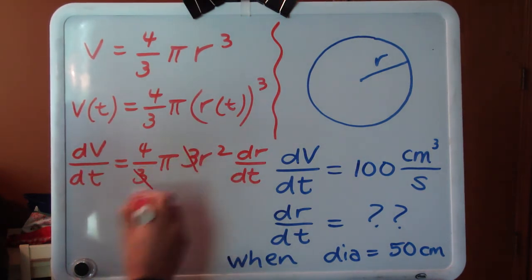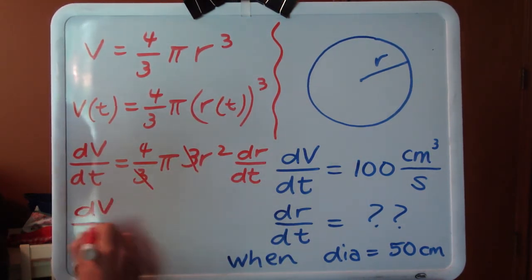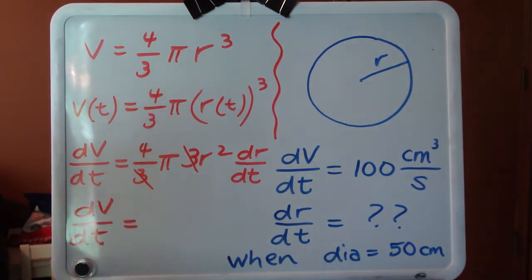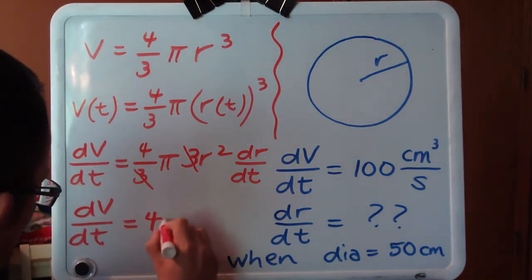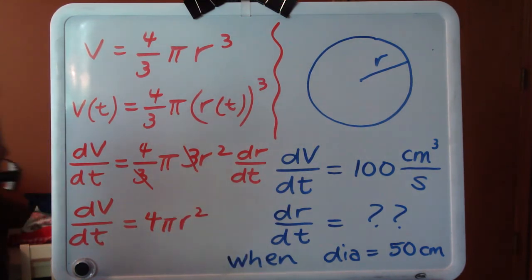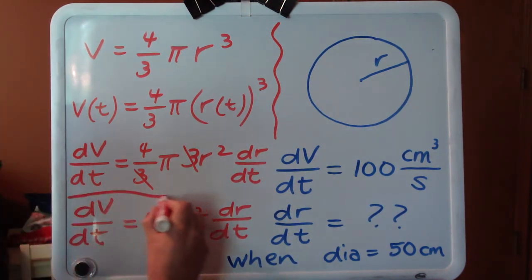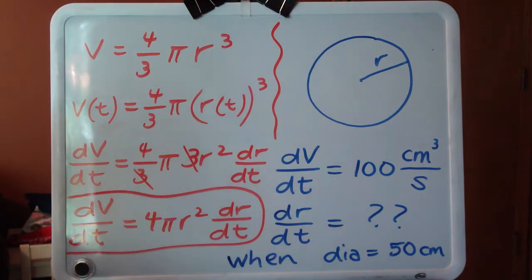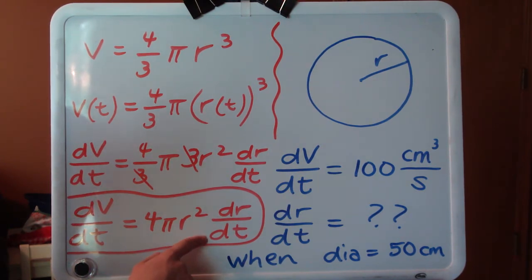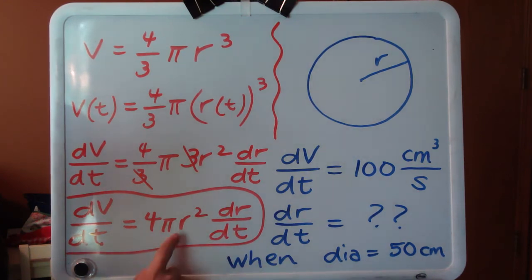So a little bit of cancellation here in the 3's. It looks like dV/dt is equal to 4 pi r squared, and then dr/dt. So this equation in red will probably give us what we need to solve the problem. If you look now at our information, this is given in the problem, how the volume changes. This is what is sought after, the dr/dt, and the diameter is 50, so we could use the fact that r is 25 in that case. So we could put all the relevant information in here and then solve for dr/dt.